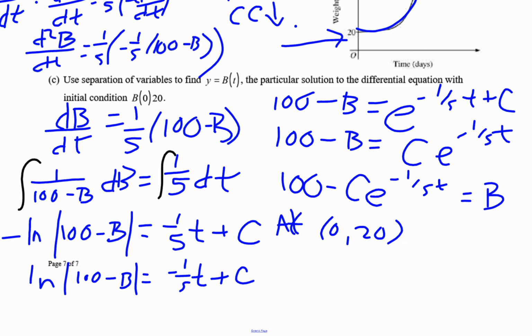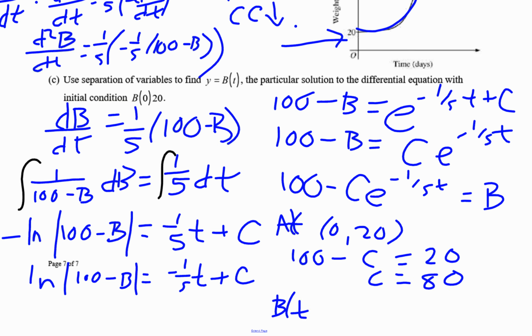And lastly, we just have to plug in the point (0, 20). We put 0 in for t, 20 for b. So 100 minus c times e to the 0, which is 1, so 100 minus c equals 20. C equals 80. So our particular solution would be b of t equals 100 minus 80 e to the negative 1/5 t.